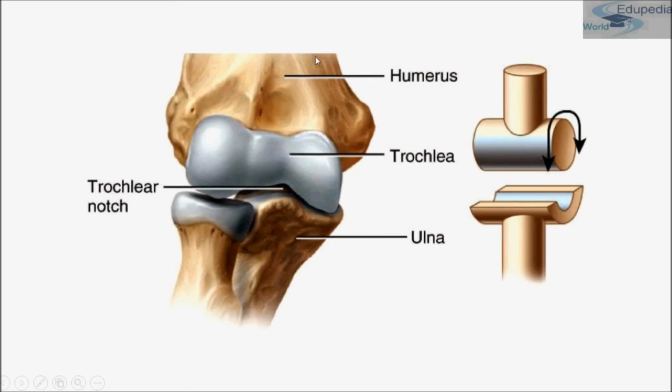This is your humerus, the bone of the arm. This is your ulna and radius. This is your radius, and this is your ulna.